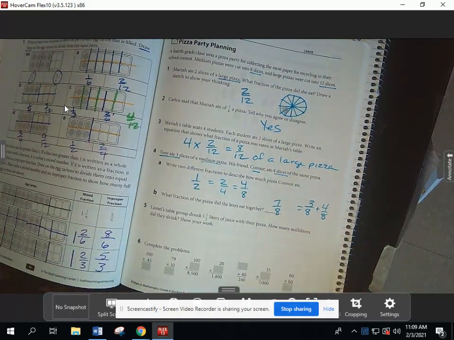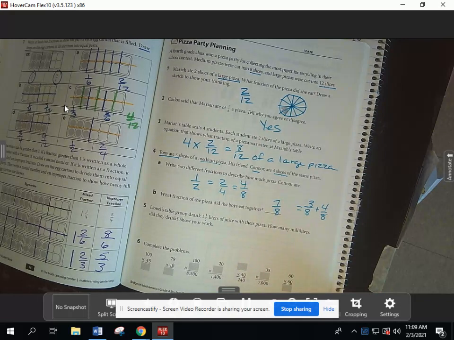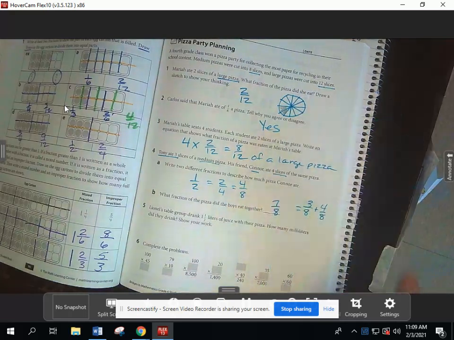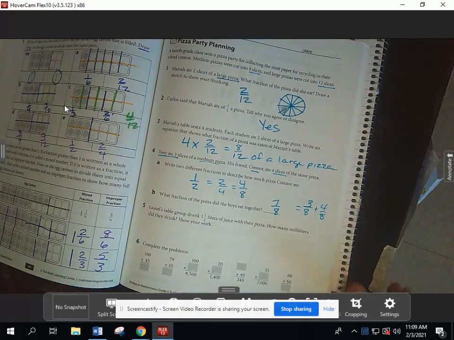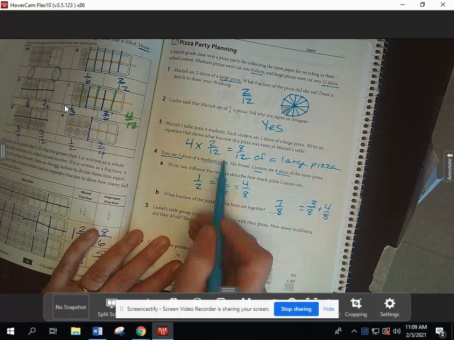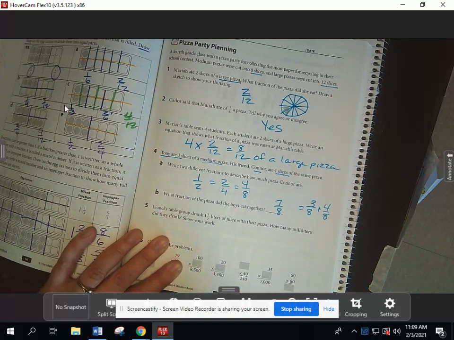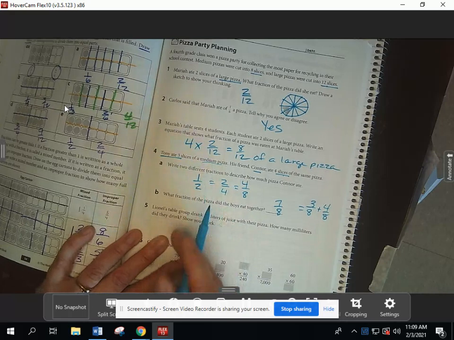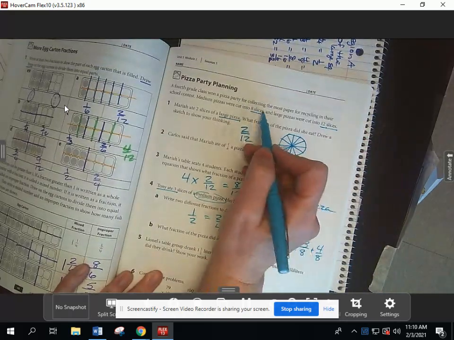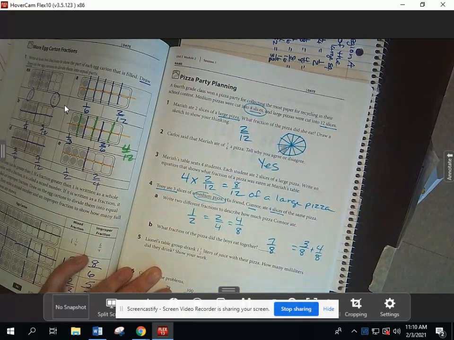How come I knew that it was 8ths, Marshall? Or somebody on Marshall's table? How come we know that it's 8ths and not 12ths? David? Because it's a medium pizza. Tucker wanted to say that. Okay, because it's a medium pizza, and up here it says medium pizzas had 8 slices.